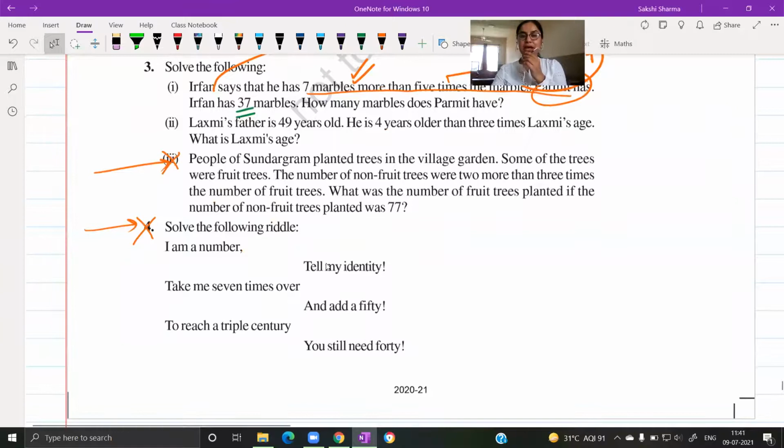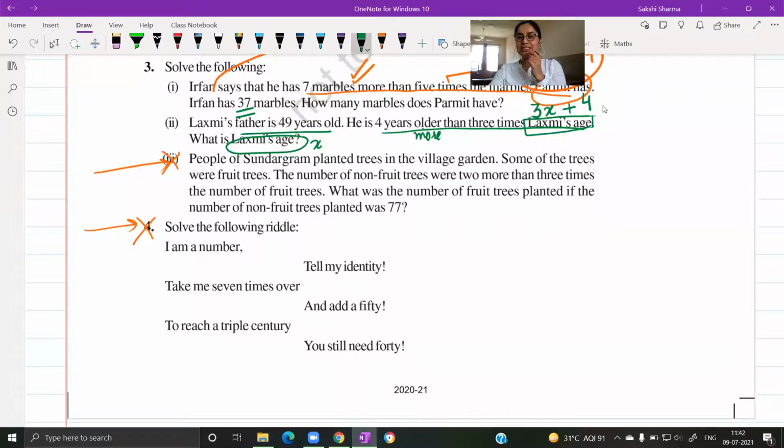We are given Lakshmi's father is 49 years old. And his age is actually 4 years older than 3 times Lakshmi's age. You have to find out how old is Lakshmi. So let us say she is x years old. 3 times करेंगे. फिर 4 years older means 4 years more. Older means बड़े हैं वो. तो increase करेंगे हम by 4 years. 3x plus 4. This represents her father's age.